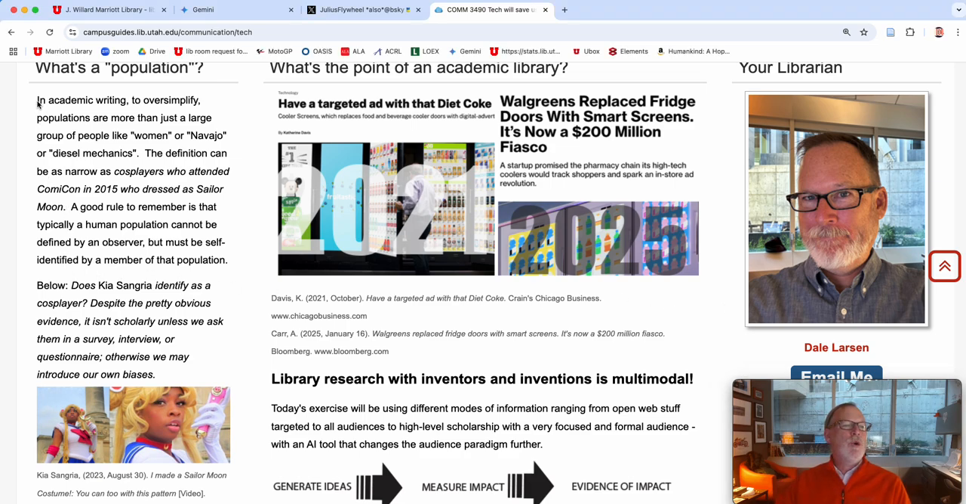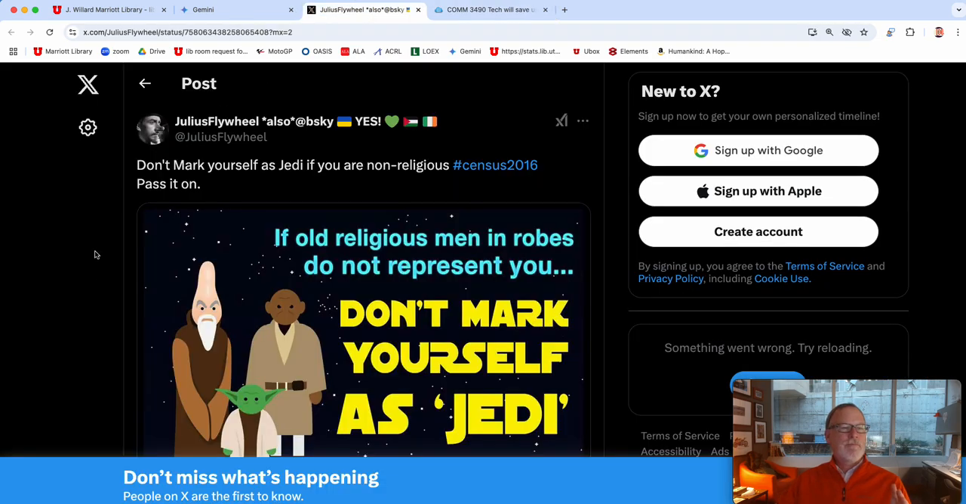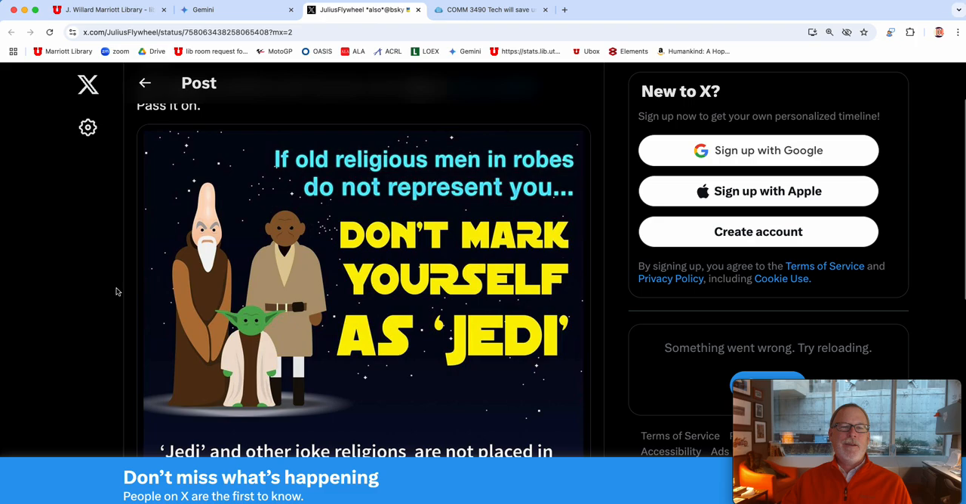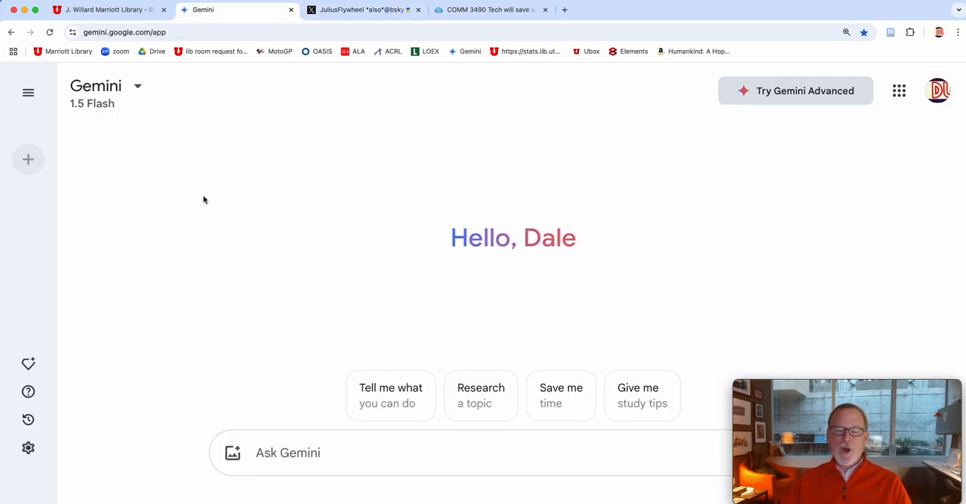I give this in more detail over here when we're talking about cosplay and Sailor Moon. Another example is the census, where there was a movement of people labeling their religion as Jedi. It got to the point where they said, okay, we know you're not Jedi because that's a movie, Star Wars. People had to say, hey, if you don't mark yourself as Jedi, you're throwing off our data in the census. We'll get into the more scholarly aspects of things like that, but just be aware, when you're out on the open web, that some things might be incorrect.